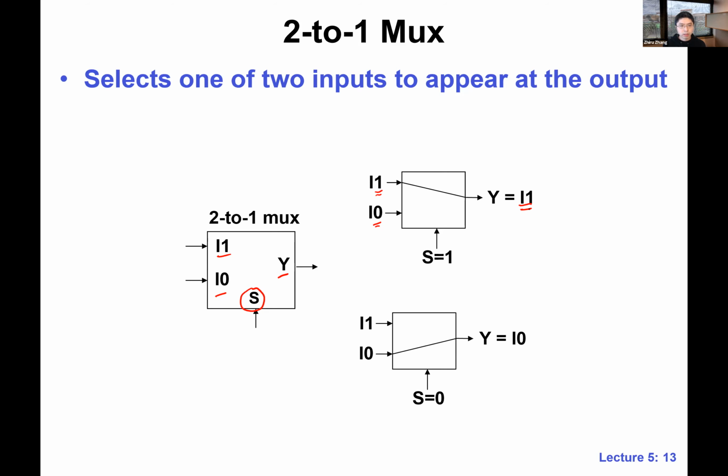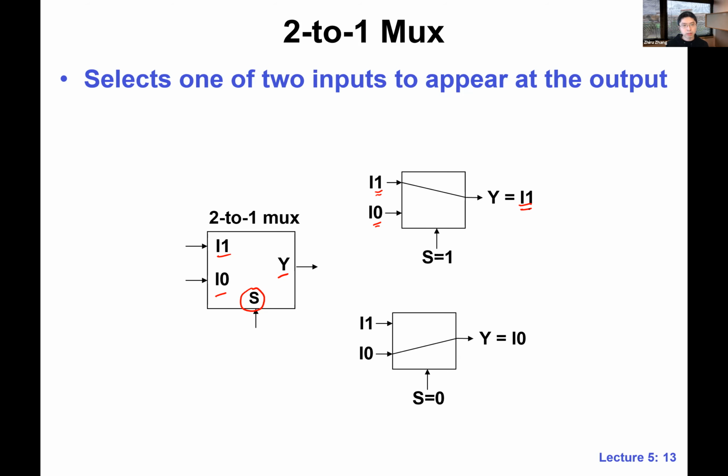When S is 0, naturally, Y is disconnected from I1, conceptually, and we assign I0 to Y. That's what the mux, or two-input mux, is doing. Is it clear? Okay. All right.